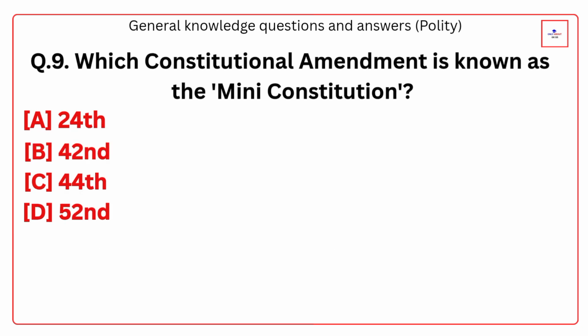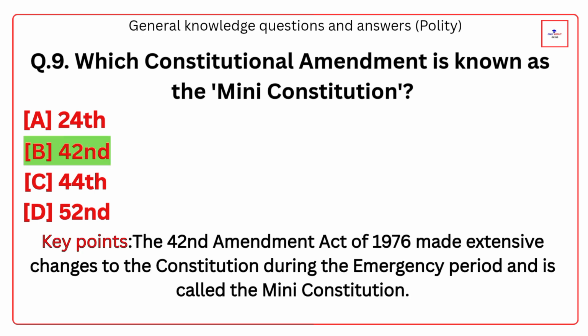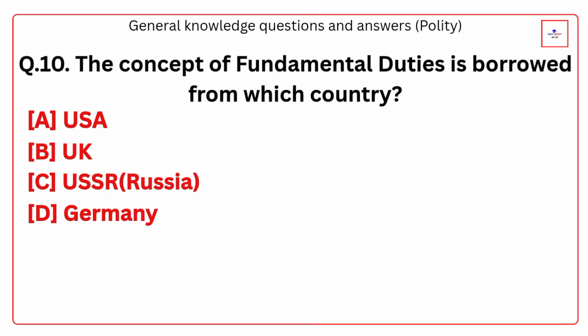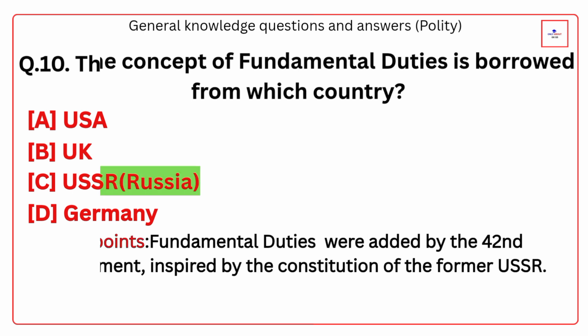Which constitutional amendment is known as the mini constitution? Correct answer is 42nd Amendment. The 42nd Amendment Act of 1976 made extensive changes to the Constitution during the emergency period and is called the mini constitution.